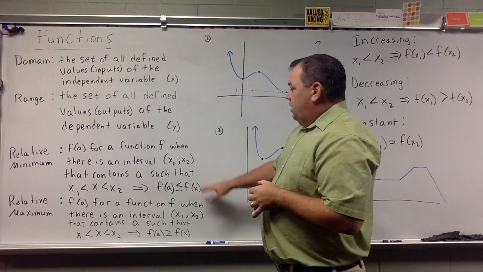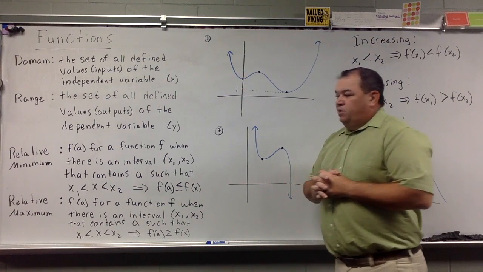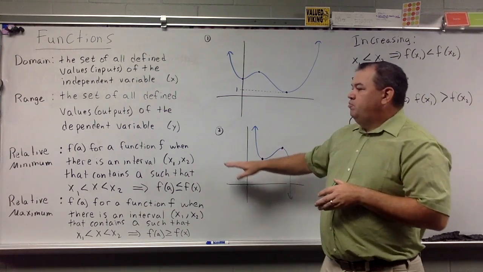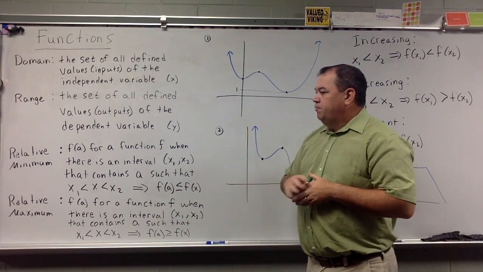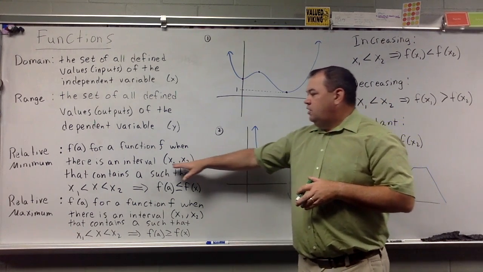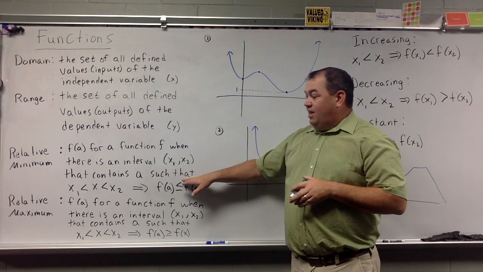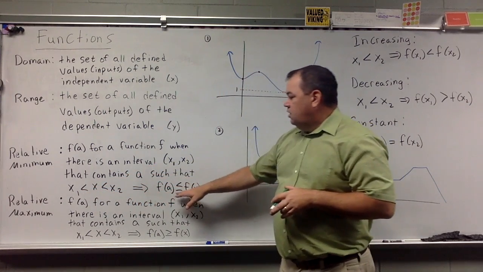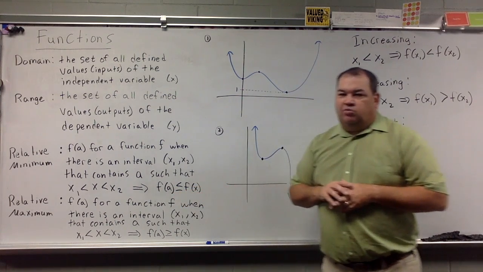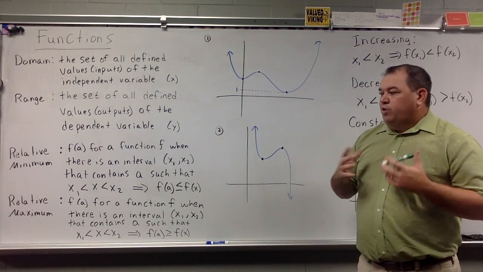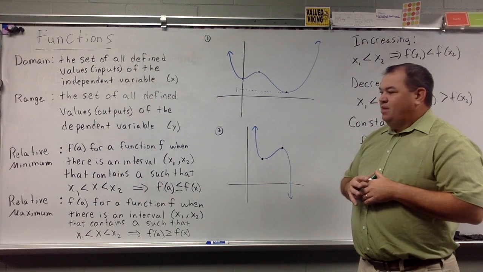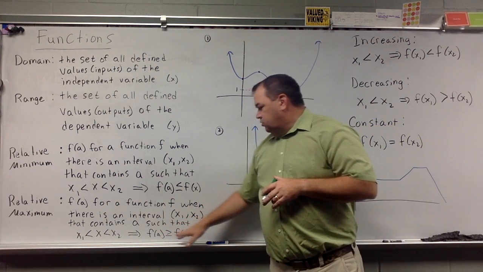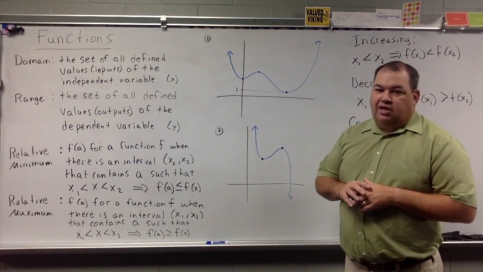The two things that we're going to dive into first are relative minimums and relative maximums, or more generally, maximums and minimums. A relative minimum is defined as f of a for some function f when there is an interval, x1, x2, that contains a so that all the x's between there have f of a smaller than or equal to f of x. Relative maximum is the same kind of definition, except f of a is bigger than or equal to all the f of x's in that interval.